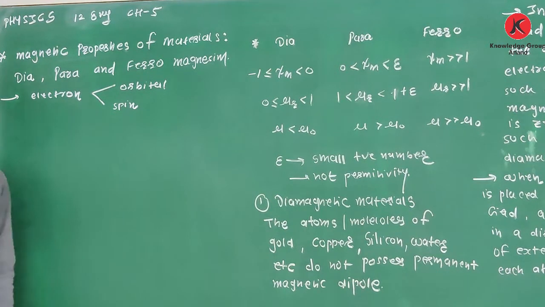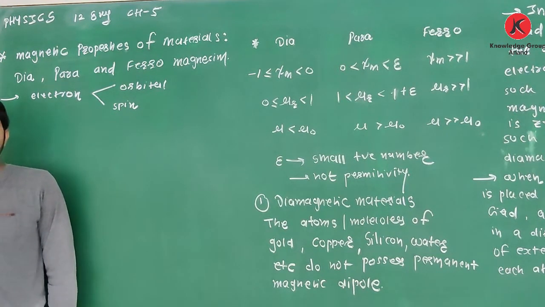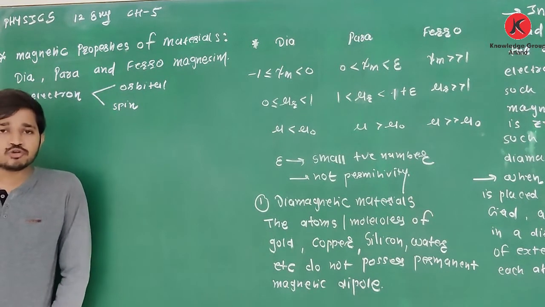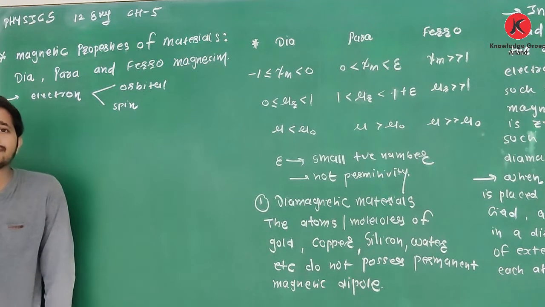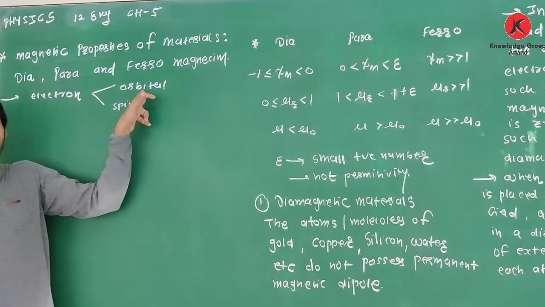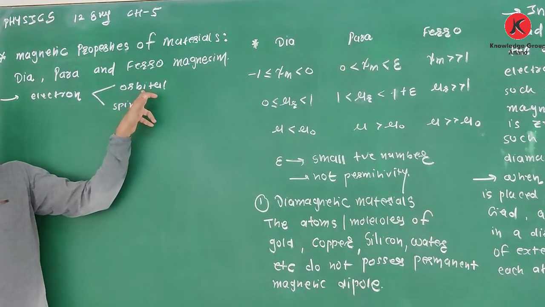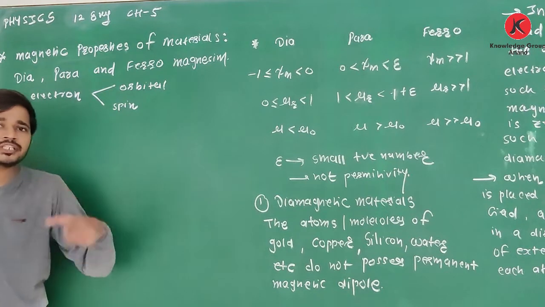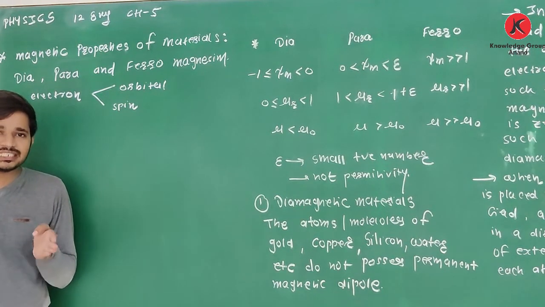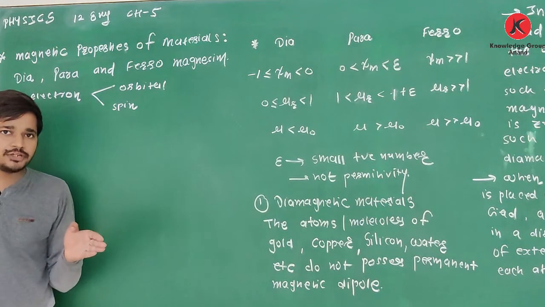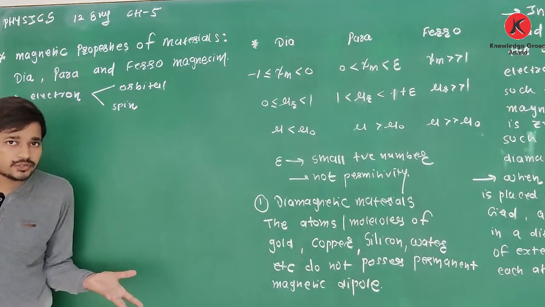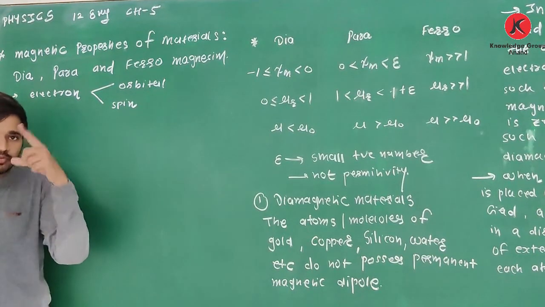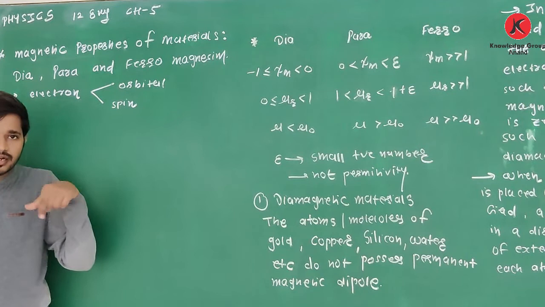Remember in chapter number 4 we proved one theory, that is magnetic moment due to orbital motion of electron, the orbital magnetic moment of electron. See the concept: whenever charge is in motion, it forms current, and due to current, magnetic field is produced. Yes or no? Due to current, magnetic field is produced, and we know that a current carrying loop behaves as a magnetic dipole.